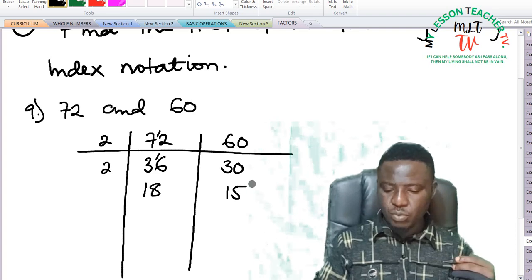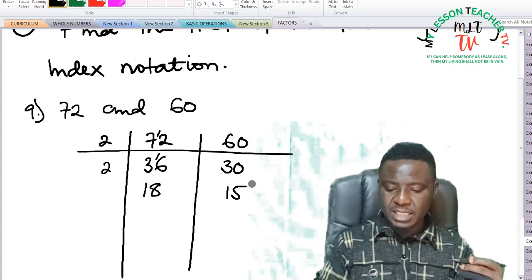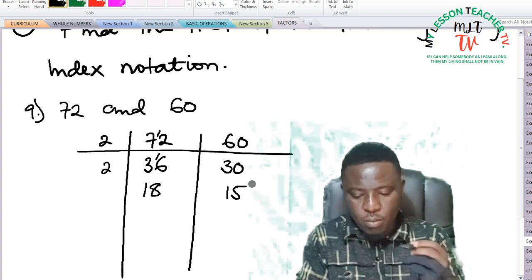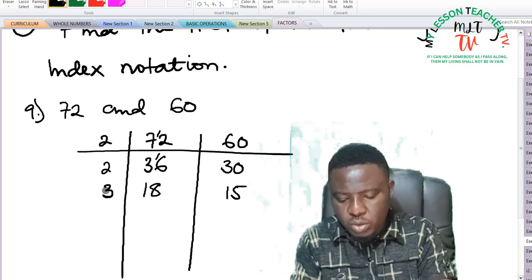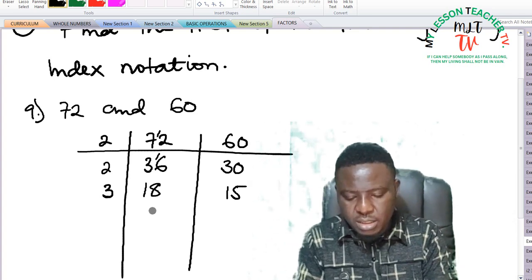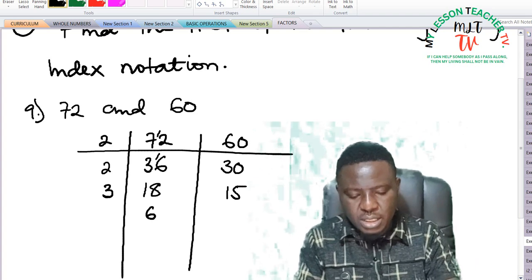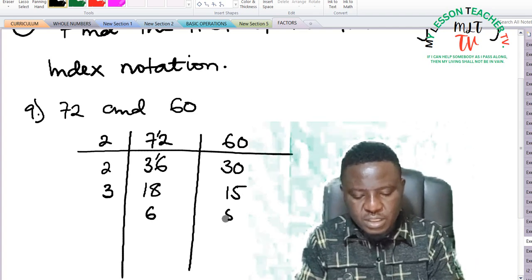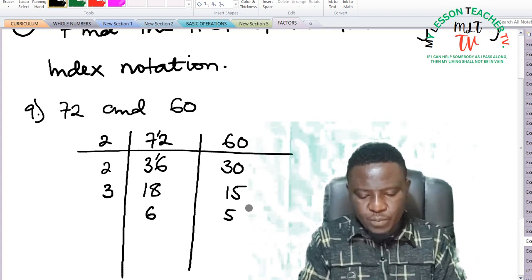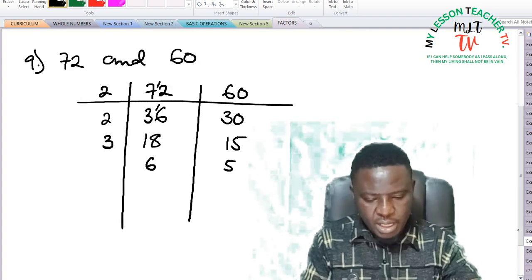3 is divisible because 3 can divide 18 and 15. They are all multiples of 3. So, 3 into 18 is 6. 3 into 15 is 5. At this point, there is no common factor that can divide 6 and 5 without a remainder.